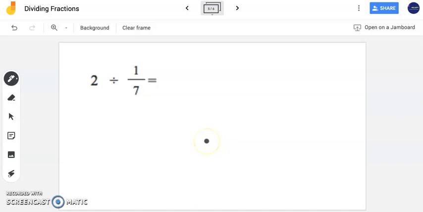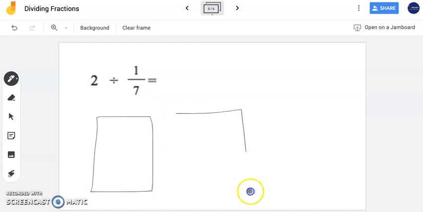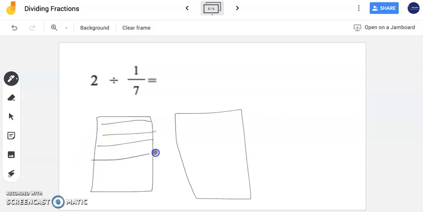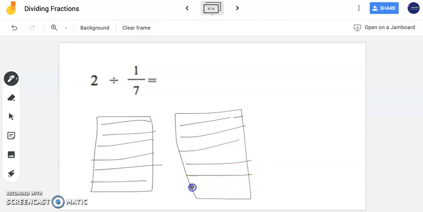Now for this problem, I'm going to do the same thing. I have 2 divided by 1/7. I'm going to draw another model here to help me. I have 2 wholes, but this time instead of breaking into fifths, I'm going to break it into sevenths because I'm dividing each whole by 1/7. 1, 2, 3, 4, 5, 6 lines representing this into 7 equal pieces. And I'm going to do the same thing here. 1, 2, 3, 4, 5, 6 lines, breaking this into 7 equal pieces as well.